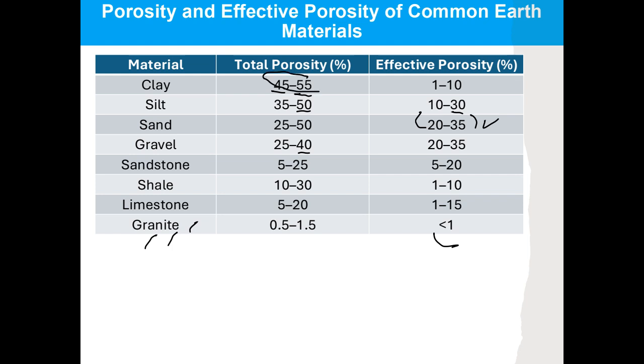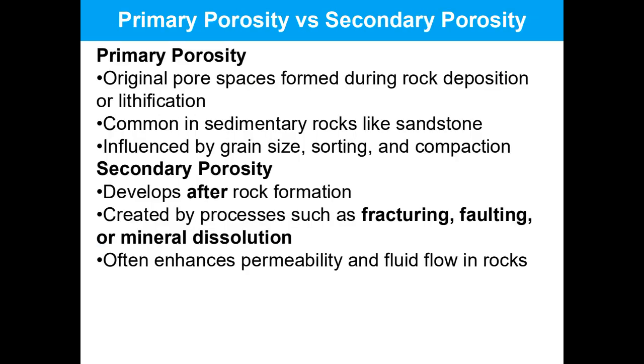But let's look at the different types of porosity. We have primary porosity and we have secondary porosity. Primary porosity are those that are formed during rock formation and lithification. This is typical for sandstone and, for example, limestone. Those are porosity developed during the formation of the rock.